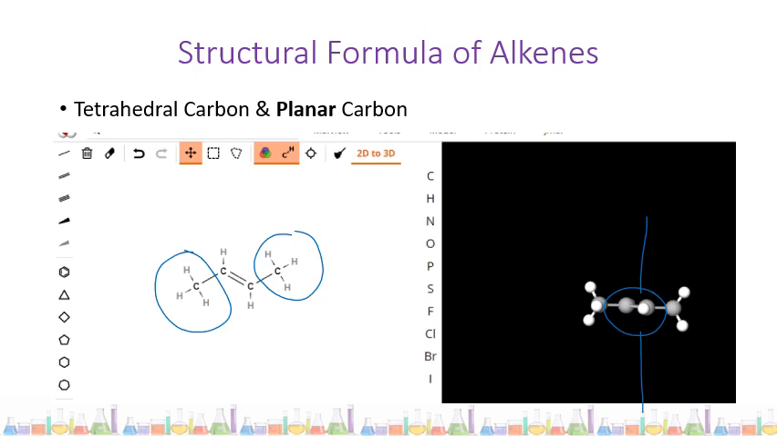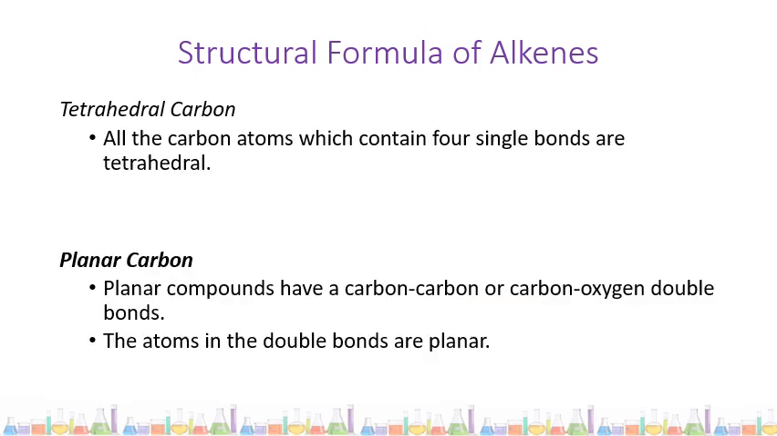So just to write that out for you, tetrahedral carbons are all of the carbon atoms that have 4 single bonds. Planar carbons, so planar compounds have a carbon to carbon or carbon to oxygen, which we'll see later on, double bonds. The atoms in the double bonds are planar. So it's not the whole compound, you still have tetrahedral carbons in the compound, it's the atoms involved in the double bond that are planar.